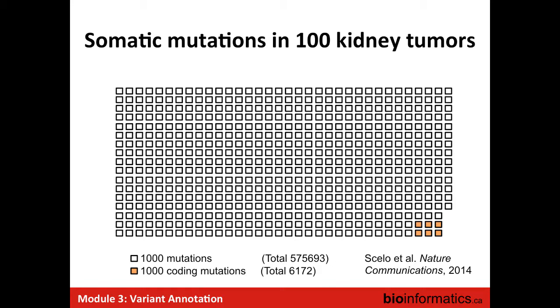But there's potentially some damaging mutation in the non-coding regions of the genome as well. And that's some of the things that we'll talk about tomorrow. So that's another ongoing area of research, how to actually annotate, prioritize and filter not just the coding mutations, but also the non-coding mutations that we detect.